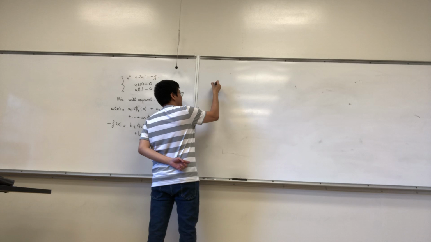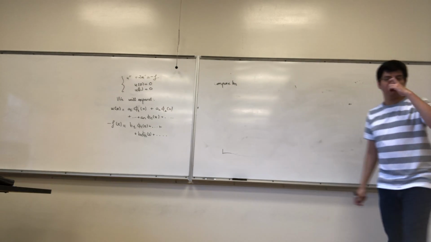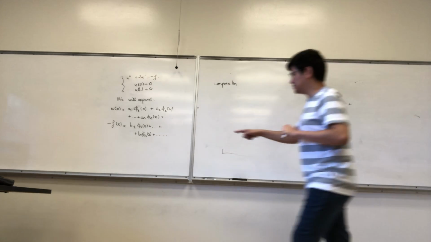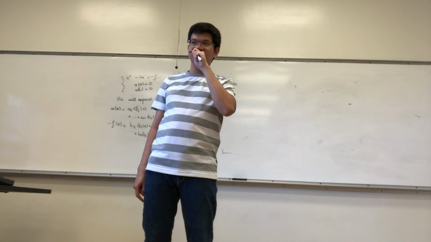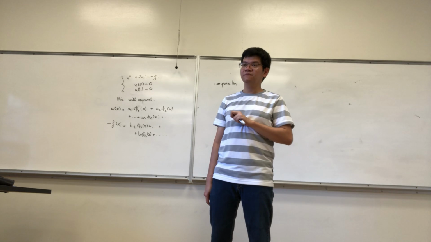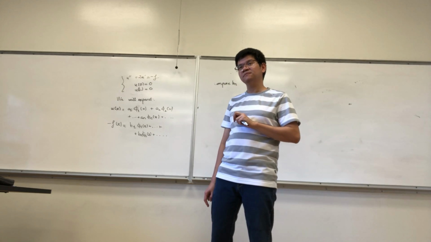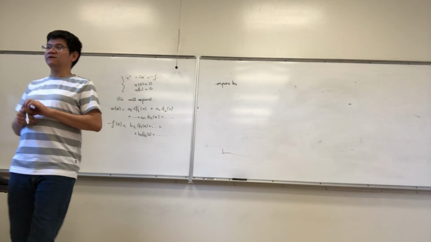Now we want to compute bn. How do I compute bn from f? Yes, you have to use the orthogonality equation. You take the original function and the integral from your boundary condition, in this case 0 to L, of f times sine n pi x over L, divided by the integral from 0 to L of sine n pi x over L squared.